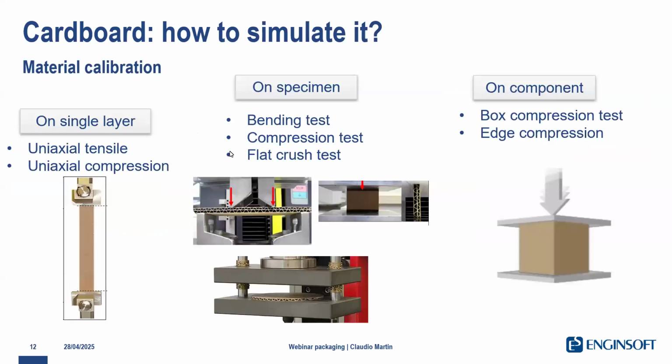To properly simulate our cardboard, a material calibration phase is carried out by performing both physical and virtual tests on the individual sheet, then on a sample, and finally on the whole component. Practically, these are tension and compression tests, wave crushing, and box compression tests. These tests are standardized and indicate the performance of the cardboard.